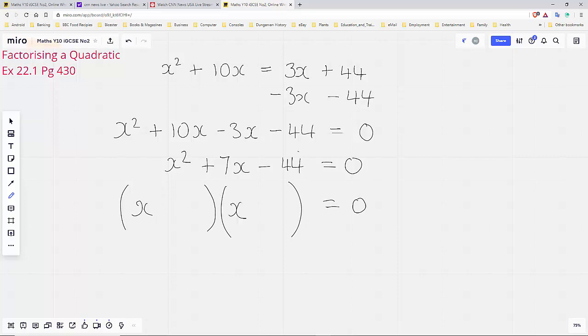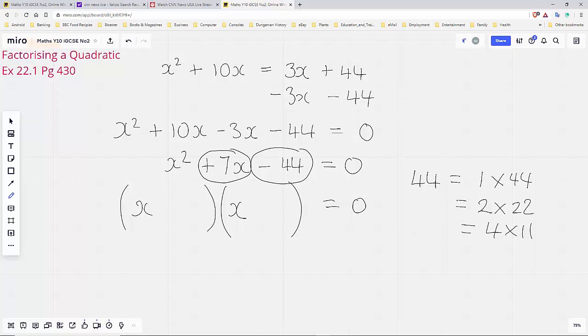Now we need to consider the minus 44. How do we get 44? Well, 44 is either 1 times 44 or... Now which of these I use will depend on the number here in front of the x, the 7. I need to find a combination of one of these pairs that will give me 7. Now I think you can see straight away that if I take this pair here, 4 and 11, I can have 11 take away 4 will give me 7. So it looks like this is the combination I need to use.